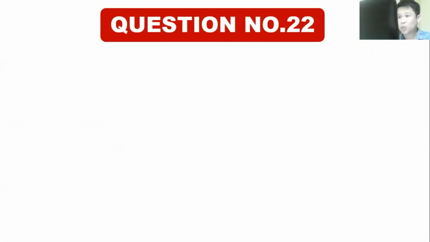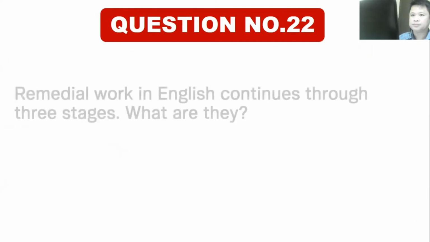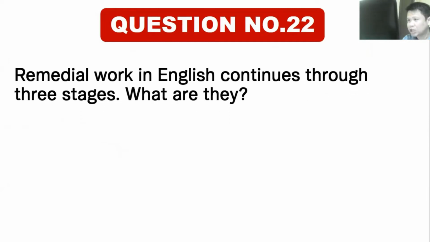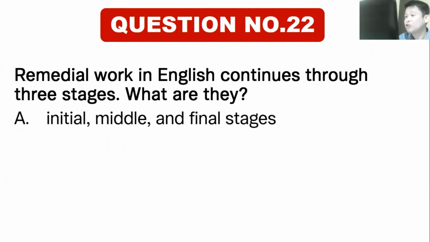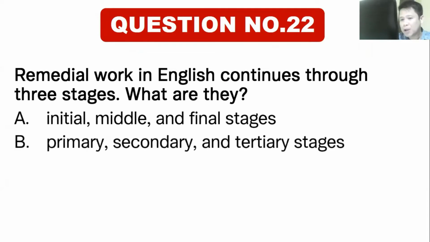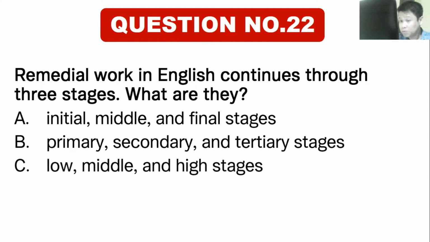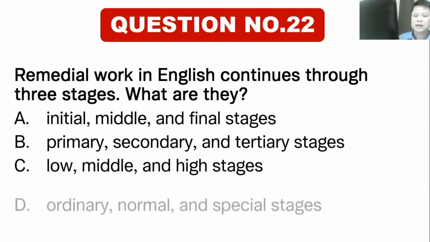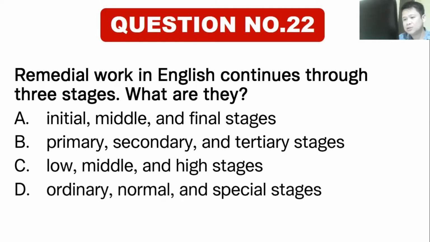Okay, number 22. Remedial work in English continues through three stages. What are they? A, initial, middle, and final stages. B, primary, secondary, and tertiary stages. C, low, middle, and high stages. D, ordinary, normal, and special stages.